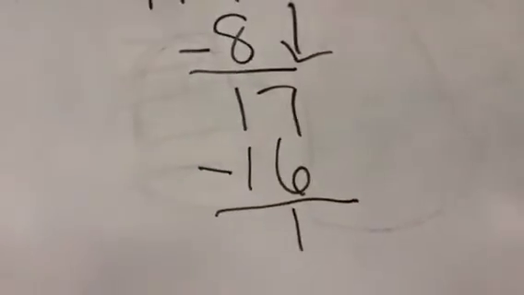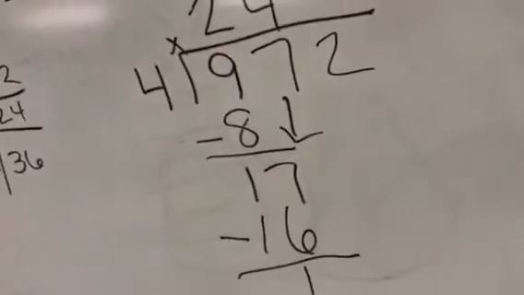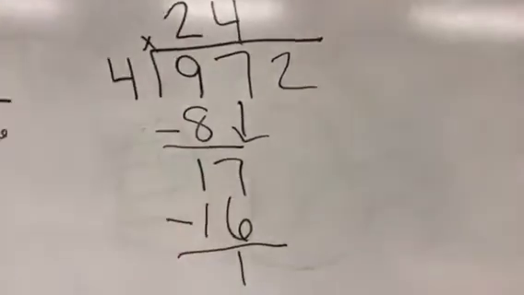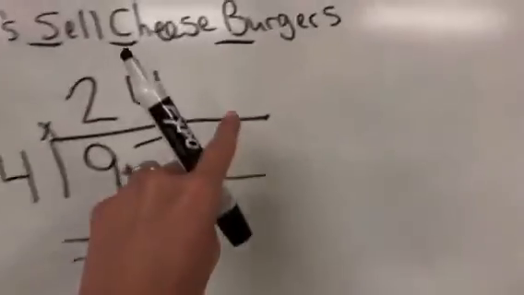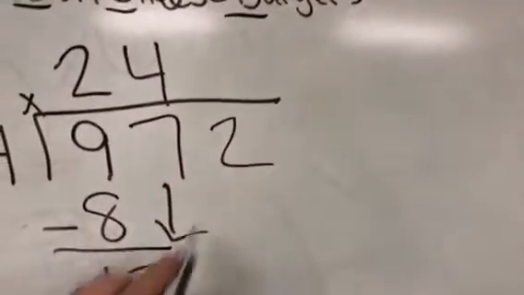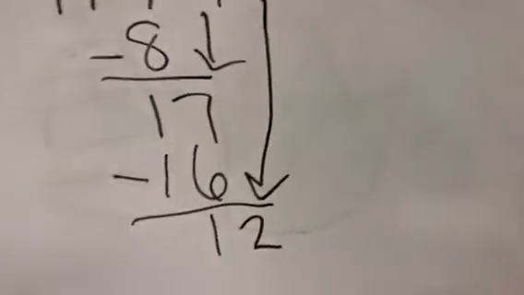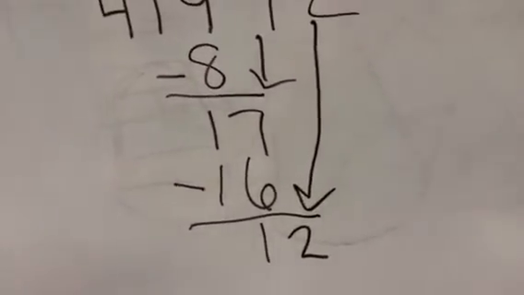And next, I'm going to subtract. My difference is 1 again, and I'm going to compare again. Is my 1 smaller than my 4? Yes, it is. So I can move on to my next step, which is B, bring down. And I'm going to bring down my 2. Now it's a 12, and I'm going to start all over with the process.